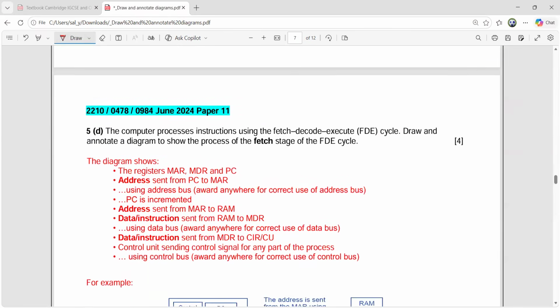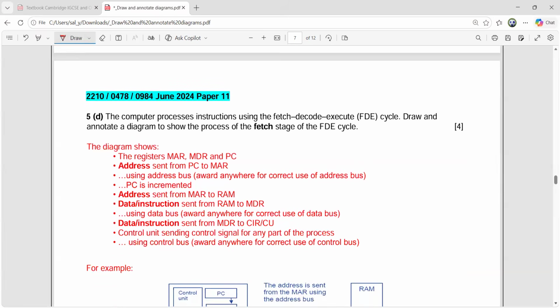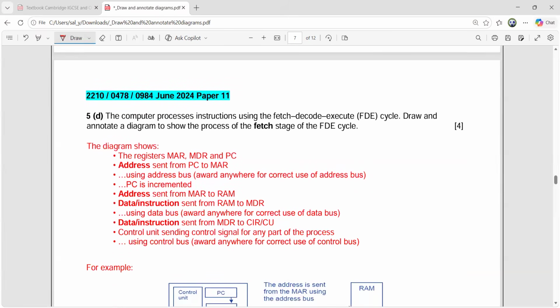Achha, this question has again come a number of times, so again this is grouped together: the FDE cycle. Now, this is June 2024, paper 1-1. The computer processes instructions using the fetch, decode, execute cycle. Draw and annotate a diagram to show the process of the fetch stage of the FDE cycle. And you remember what the fetch stage includes. Now, this is again a 4-mark question.